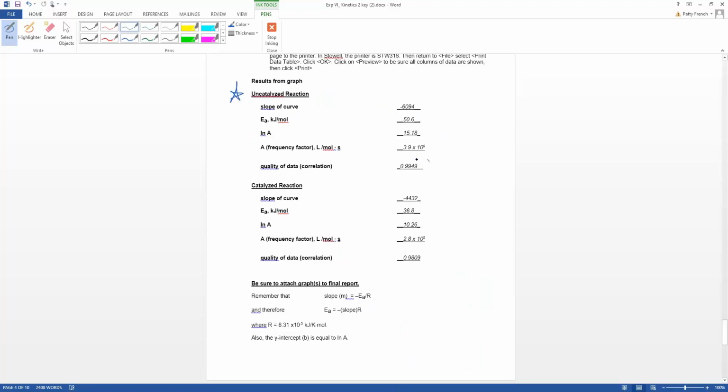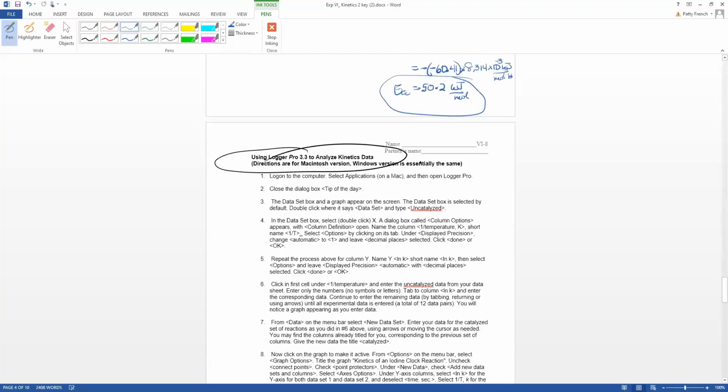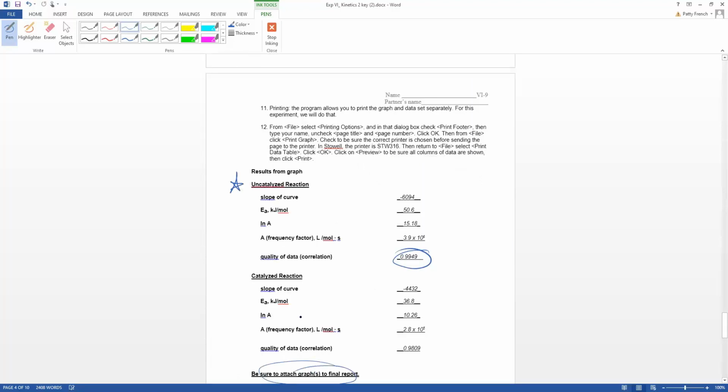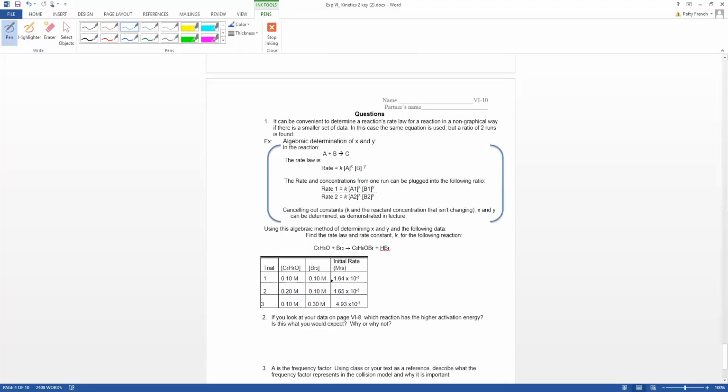You find your quality of data, your correlation, from this point on the graph right here. It says 0.9942 and up here 0.9904. So I have the graph that you have to include. And finally, the questions. This is exactly what you did last week. So just go ahead and do it the same way.